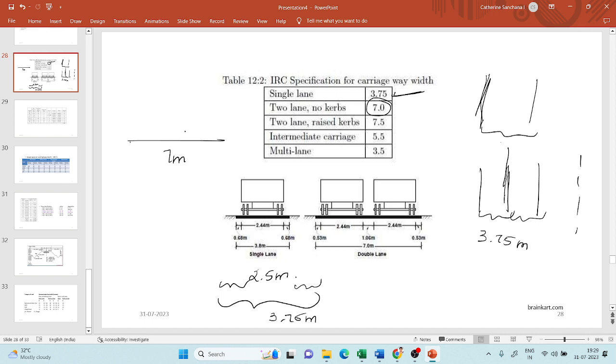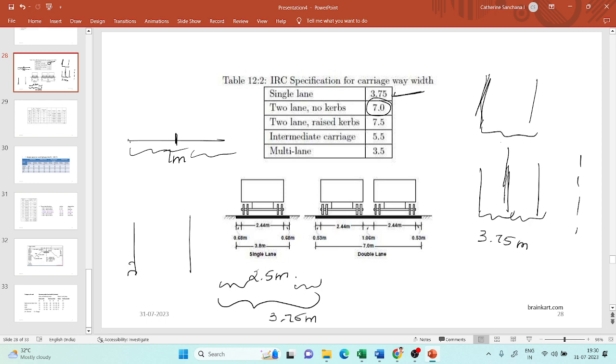For two lanes, if you have two lanes, okay, one lane, second lane. If you have two lanes, and there's no curb, then the minimum width is 7 meters. And if it has raised curbs, what are curbs? So you are on a road and you would have seen some raised provisions here.